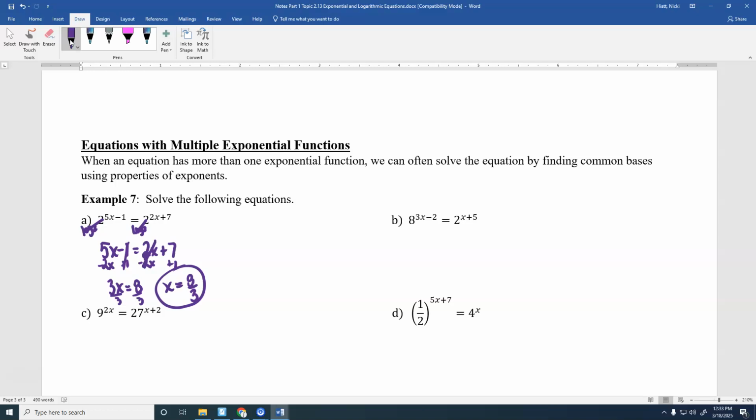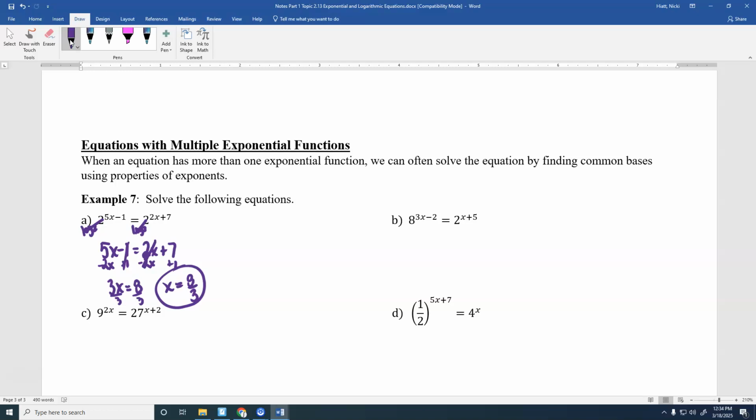Okay, questions there? So if you see one with the same base, you're just setting those exponents equal to each other. But if we look at B, what's the problem here? Bases are not the same. So if I try to use logs right away, it's only going to work on one side, right? If I do log base 8, it will get rid of the 8 on the left side, but it's not going to do anything on the right side. And then I'm going to have a complicated equation. If I do log base 2, it'll only cancel out the 2 on the right side. It will not work on that 8 on the left side.